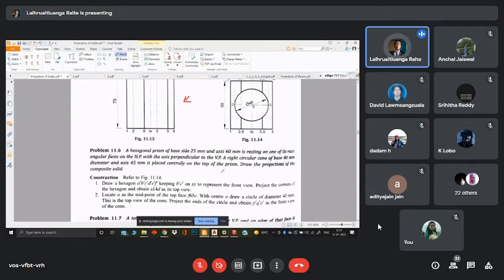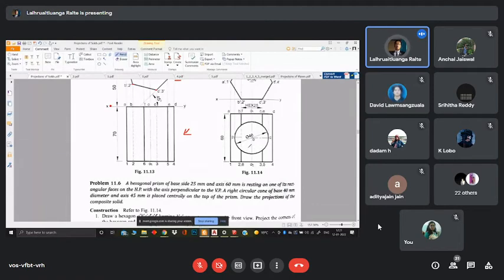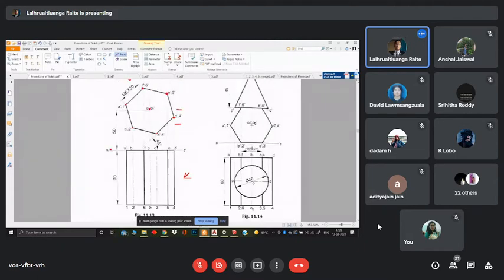Okay, a right circular cone means that the axis of the cone is perpendicular to the base of the cone. So a right circular cone of base diameter 40 mm and axis 45 mm is placed centrally on top of the prism. Centrally meaning that it is going to be directly above the prism, wherein the axis of that particular cone resting above the prism is going to be centrally located on that face where it is situated. I hope you get it.